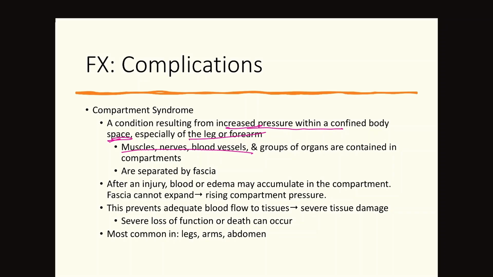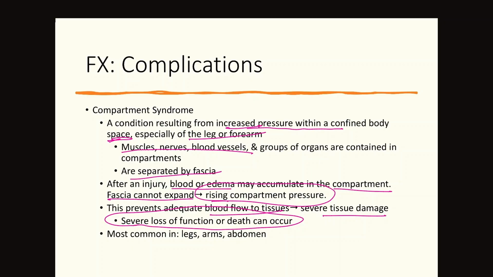So what happens is we get separated by fascia. Fascia is what covers the muscles, and that's going to start swelling along with all this blood that's going into that area. So after an injury, blood or edema may accumulate in the compartment. The fascia cannot expand, and you get rising compartment pressure. This prevents adequate blood flow to the tissues, causing severe tissue damage. Severe loss of function or death can occur from these compartment syndromes, depending on where they are.